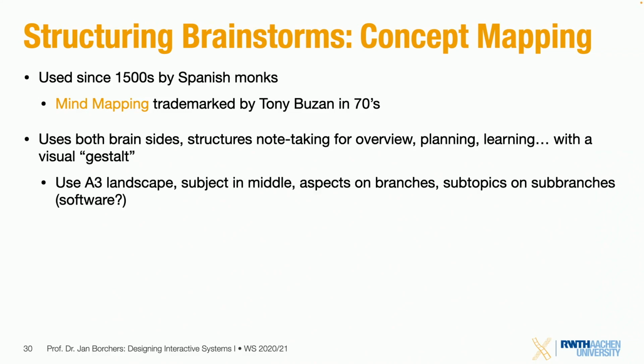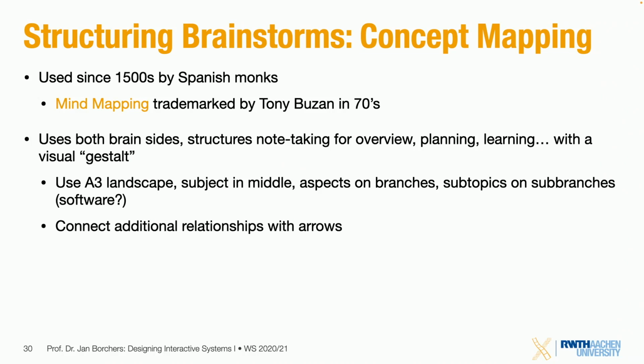What you typically want to use for this is a big piece of paper, ideally even A3 landscape, so you have lots of space. You put your subject topic in the middle, and then you start creating branches out of that for your different aspects, and your subtopics go onto sub-branches from that. You can use software for this, although I would recommend for the moment to stick with pen and paper, because that's the easiest and most direct medium to work with, and it doesn't slow you down as you're doing this.